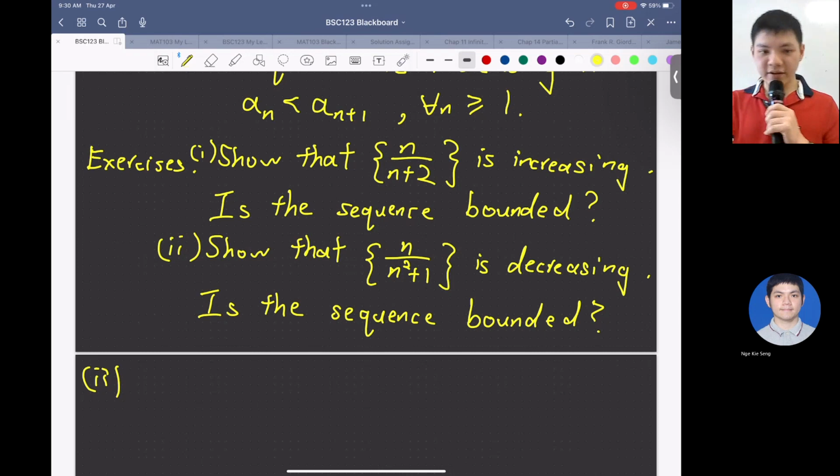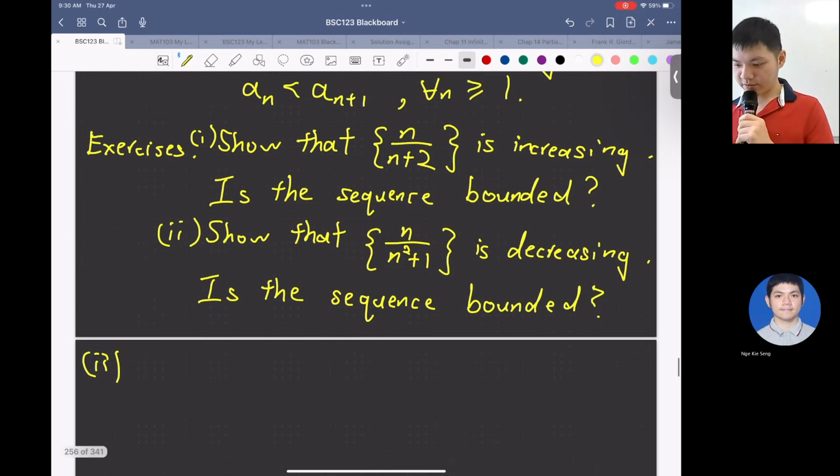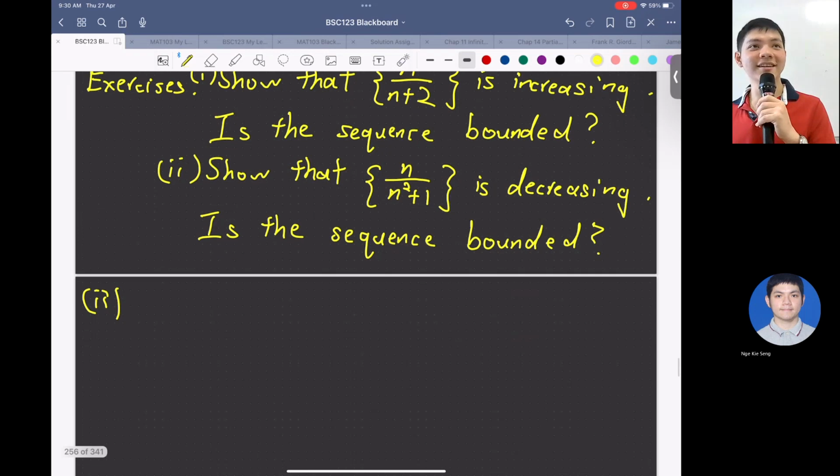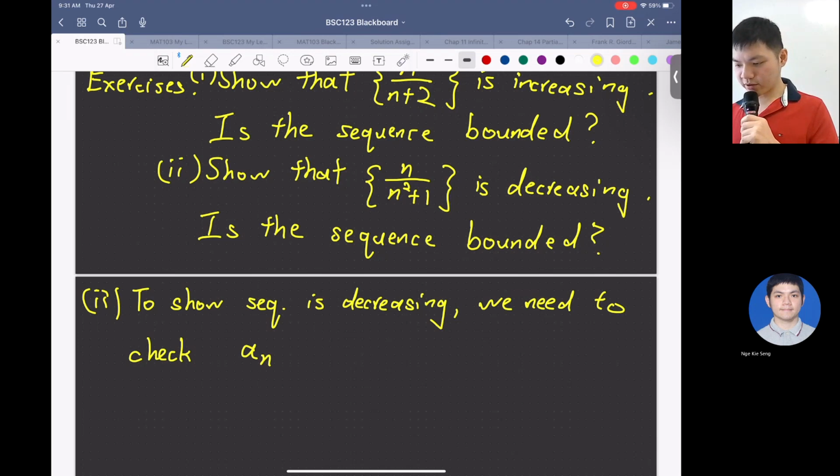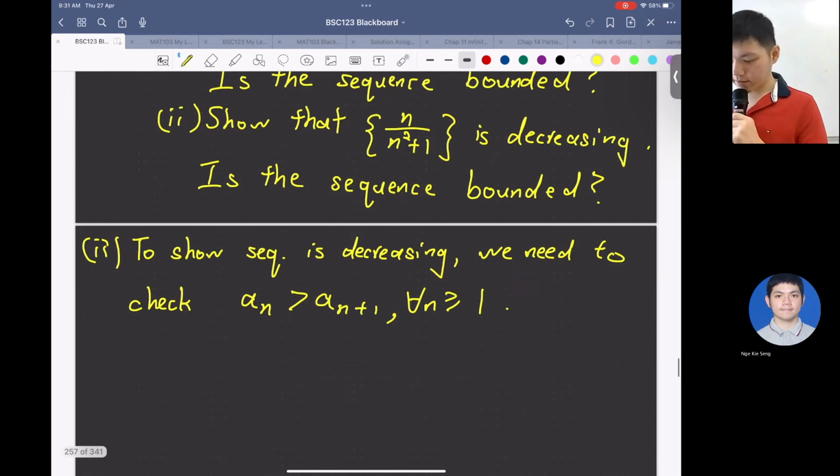Okay, to show it is decreasing, right? What do you need to do? You need to show the sequence is decreasing. We need to check a_n is greater than a_(n+1) for all n greater than or equal to 1. Okay, so let's check it.